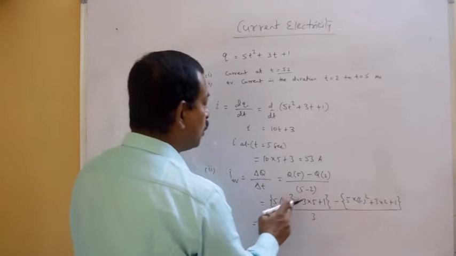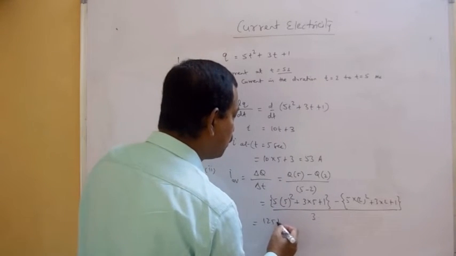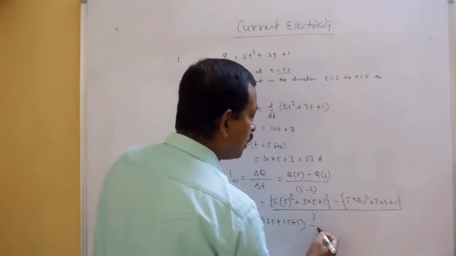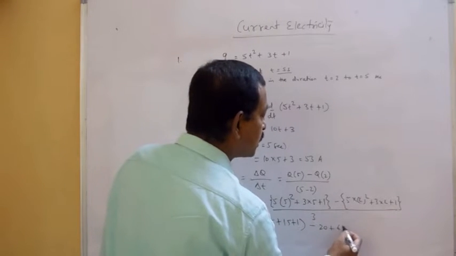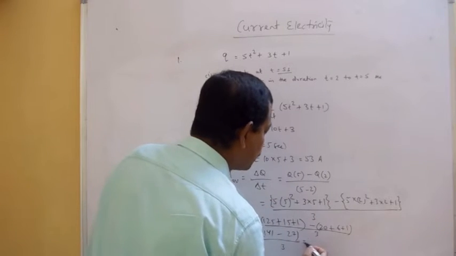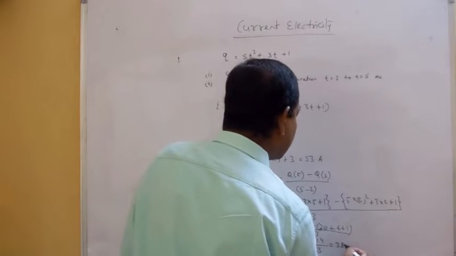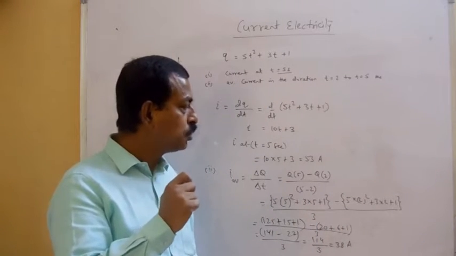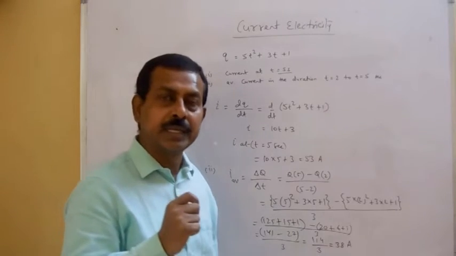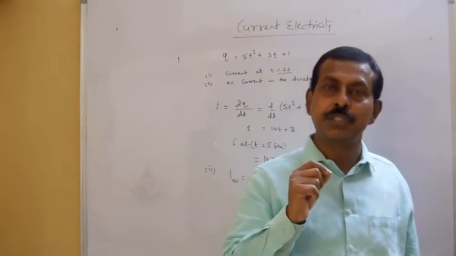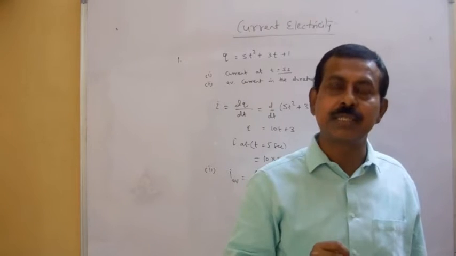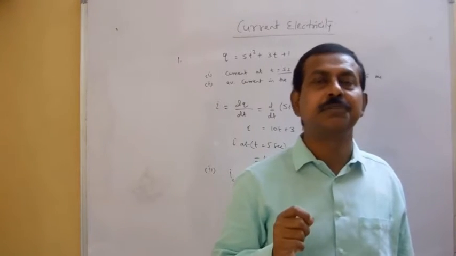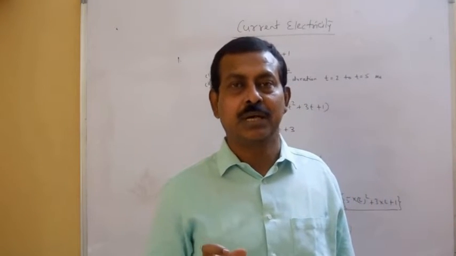So this is 5 into 25, that is 125, plus 15 plus 1, and this is 20 plus 6 plus 1, divided by 3. That gives 38. So here we have basically used the formula for the current, that is I equals dq by dt if the instantaneous current is asked, or I equals delta q by delta t if the average current has been asked.